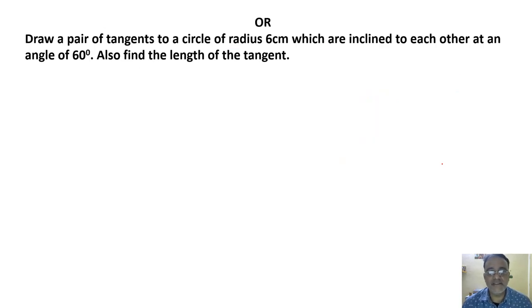Now with respect to this, one internal choice question is given. Draw a pair of tangents to a circle of radius 6 cm which are inclined to each other at an angle of 60 degree. Now, ye wala extra isme aa gaya, find the length of the tangent. So, isse achha first wala option hai. First wala question easy hai. So, agar ye dono question aata hai, toh 60 degree dekhke ekdam ye start mat kar lena, kyunki yahan pe phas sakte ho. Right? Aur first question pura direct question hai.